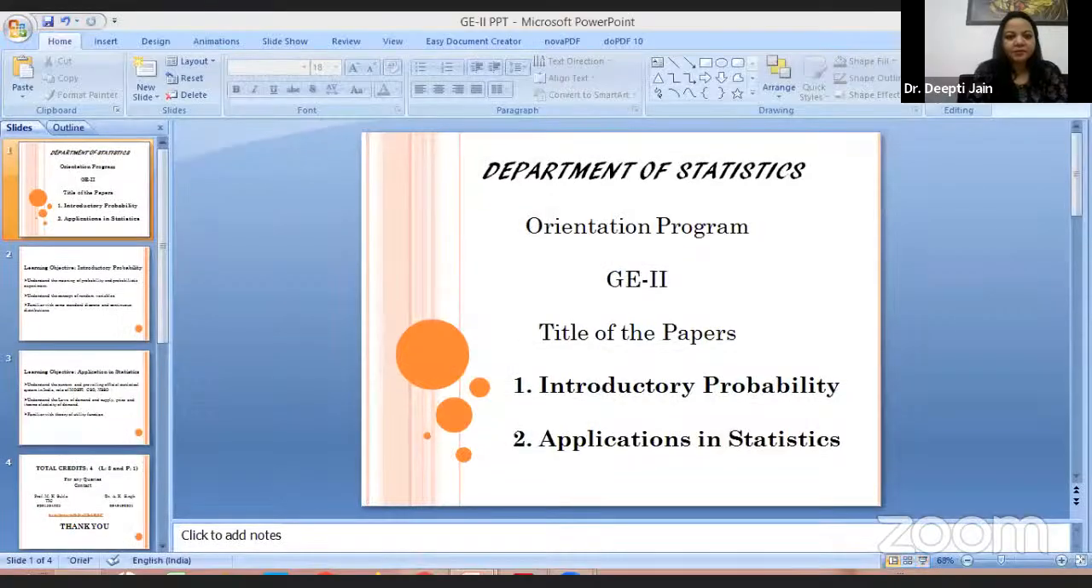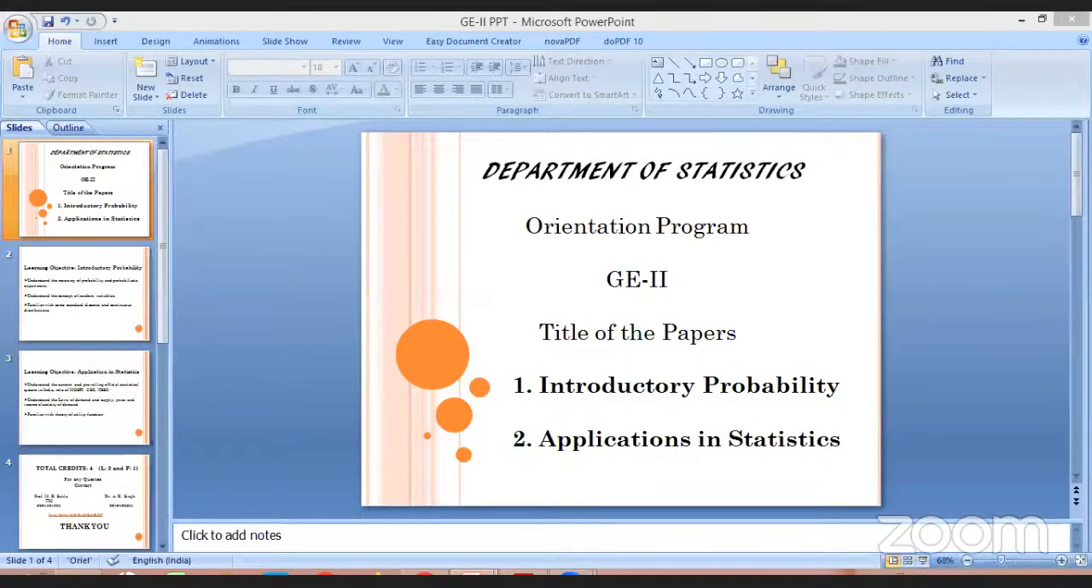Yes, it is. Okay. Good evening, everyone. I am Dr. Alok Singh from the Department of Statistics. This semester, the Department of Statistics is offering two papers in GE, Introductory Probability and Application in Statistics. Students, statistics and probability are important domains in the scientific world, having many applications in various fields. In this paper, you will learn about probability.